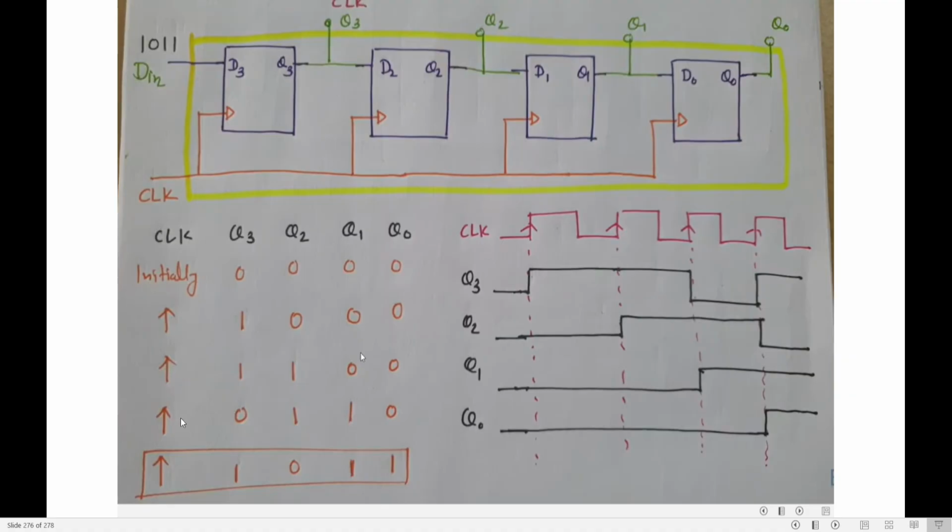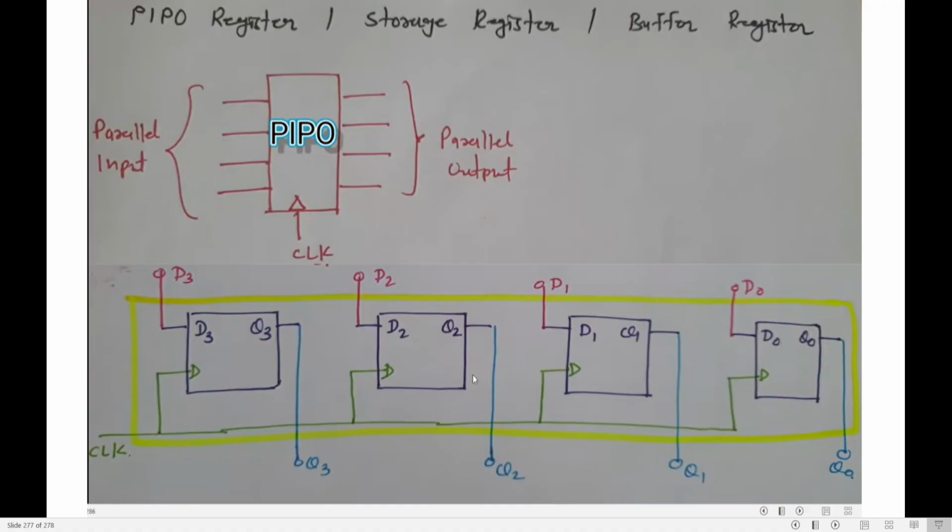After 4 clock pulses, there is no change in the working of serial in, serial out and serial in, parallel out. The only difference is that there we get the output only at this point. Here we get output instantly at every single flip-flop output. So that is the difference. So this is about serial in, serial out and serial in, parallel out. Next one is parallel in, parallel out.